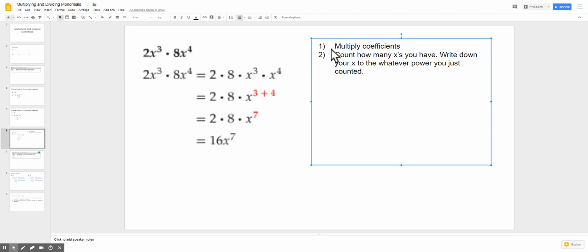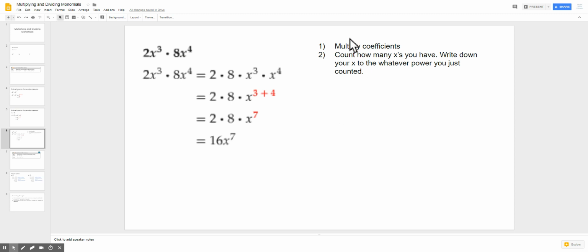So if we look here on the right side for a second, just a quick recap, just multiply your coefficients. So multiply 2 times 8 to get 16, and then count how many x's you have. In your first term you had x to the 3rd power, and then in your second term you had x to the 4th power. How many x's do you have? You have 7 x's. So you would write x to the 7th power.